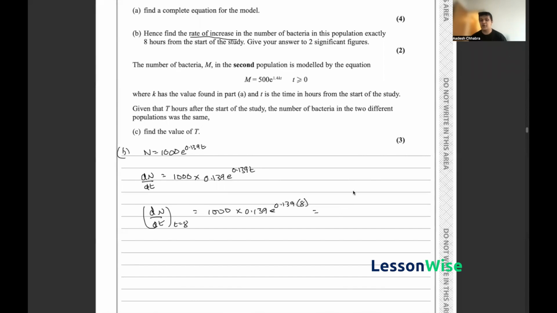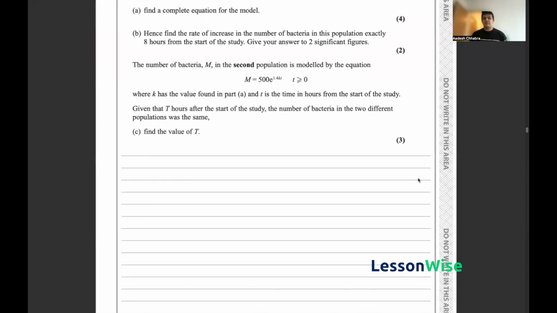And if you pop this into your calculator, you should get the value of 422.6. Now, the question has asked us to give our answer to two significant figures, so we can go ahead and round this down to 420 to two significant figures. And that is part B.